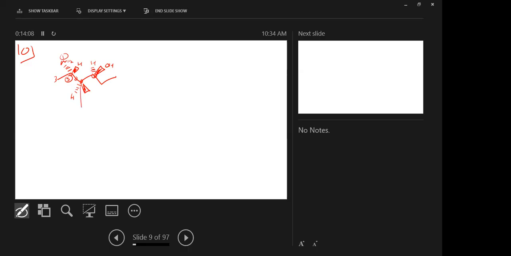So site 2 is also S. Because if you come to the right, then you come into oxygen. You go to the left, you come into nitrogen. So this would be S. And site 3 would be 1, 2, 3. Would also be S. So they're all S.